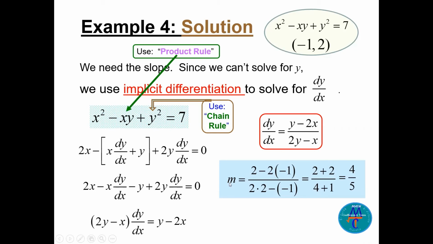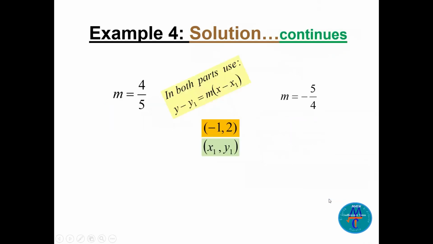Now you need m, the slope. x is minus 1 given, and y is 2. So I replace here x and y. I get 4 over 5. That is the slope. Now, I need the tangent line.